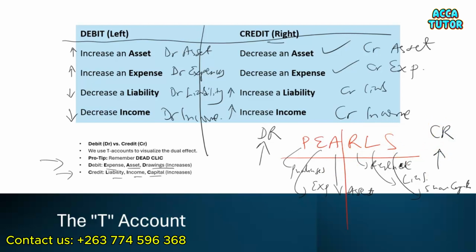So you can see that you can use the PEAS acronym, or you can go with the DEAD CLIC. They work hand in hand. You can use them to memorize as aide-memoires. The opposite is also true when these are decreasing. You just have to change the order. For example, for assets, when they are decreasing, you credit. And for these other ones, when they are decreasing, you debit them. It's as simple as that, isn't it? Great. I'm sure you may need to replay this part of the video so that you won't be confused.